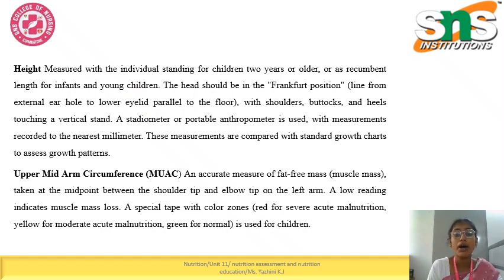And what do we mean by MUAC? It is nothing but upper mid-arm circumference. We measure at the midpoint from the shoulder tip, the acromion, to the elbow tip. When the MUAC is low, there is muscle wasting. As we saw in the previous section, when muscle wasting is there, it indicates chronic malnutrition. This is an important aspect.